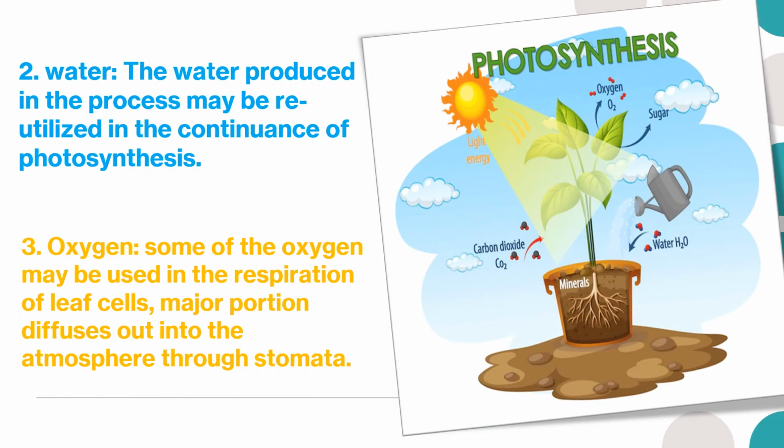The next end product of photosynthesis is water. The water produced in the process may be reutilized in the continuance of photosynthesis. Oxygen is another end product of photosynthesis, molecular oxygen. Some of the oxygen may be used in the respiration of leaf cells. Major portion diffuses out into the atmosphere through stomata.